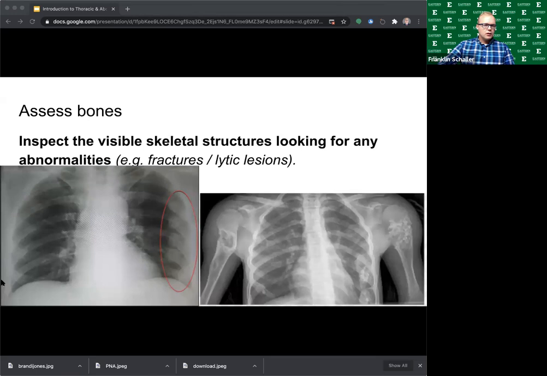So B is breathing and bones. There's a ton of bones we can see on our chest x-ray. You are going to want to be sure to assess the bones for any sign of fracture or any type of lytic lesion in the bone. So what are your guys' thoughts on this image on the left here? There's a big red circle pointing something out. I'll give you the history.